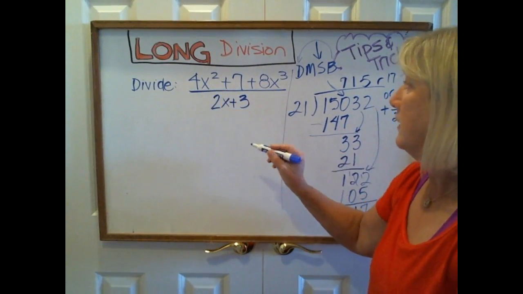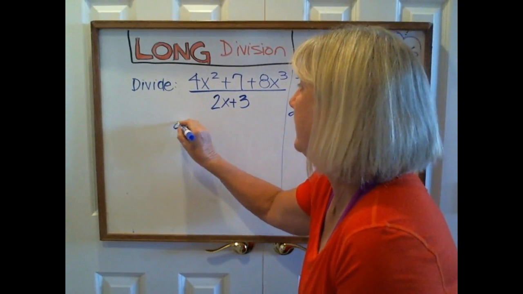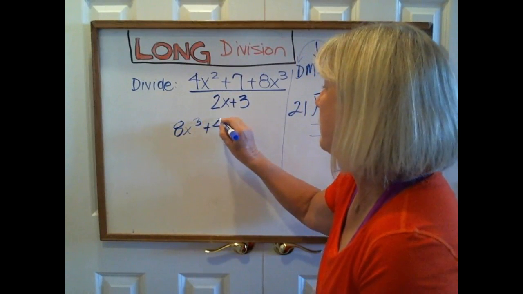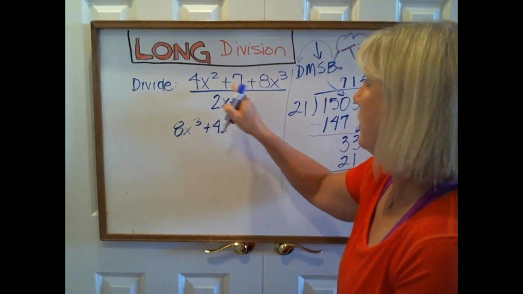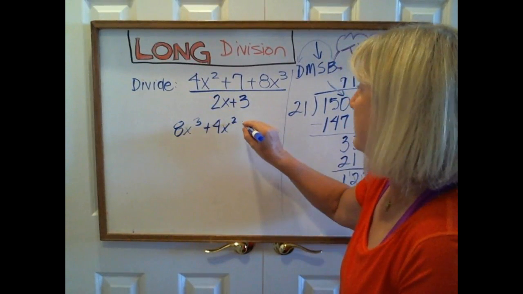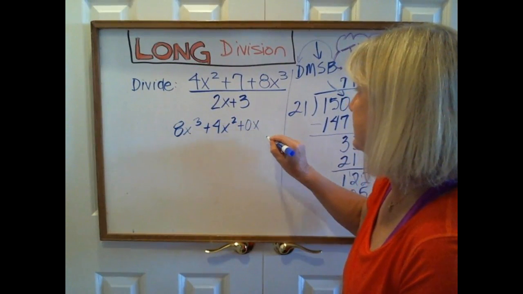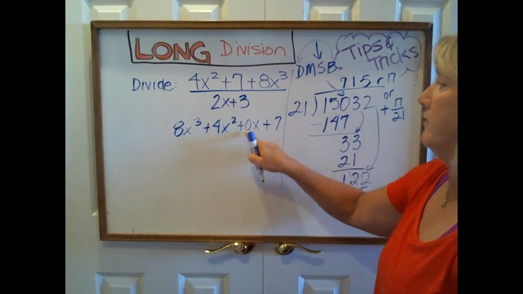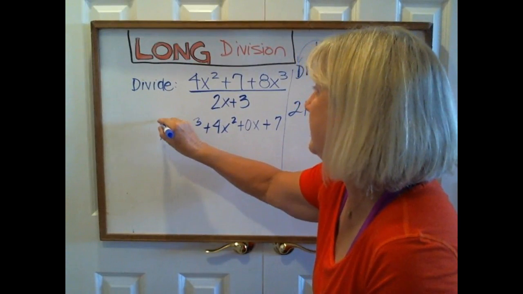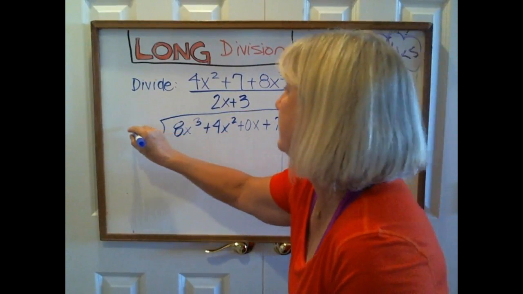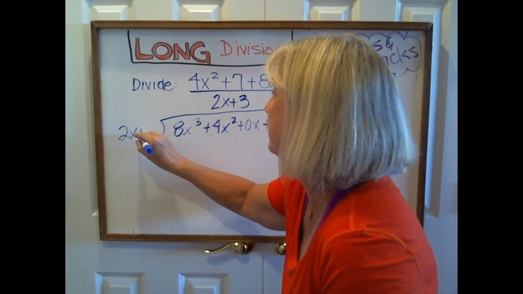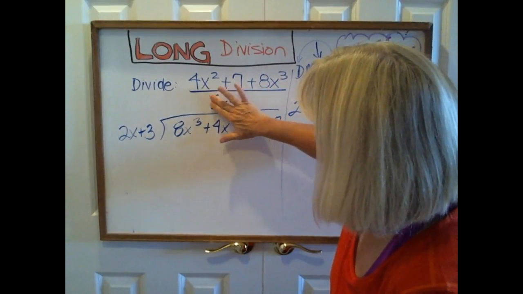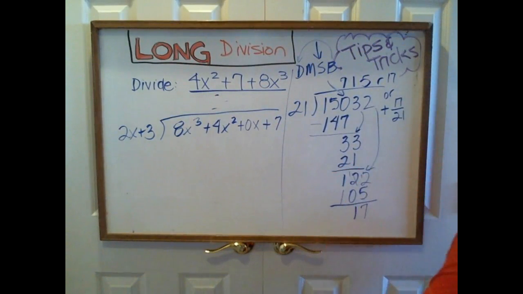So I'm going to first start by rewriting this. It's going to be 8x to the third plus 4x squared. And notice we're missing an x term. So I'm going to say plus 0x plus 7. That's the same 0 that we would have over here. And we're going to divide that by 2x plus 3. And I should have left a little more room for that. So I'm going to just erase that right now.